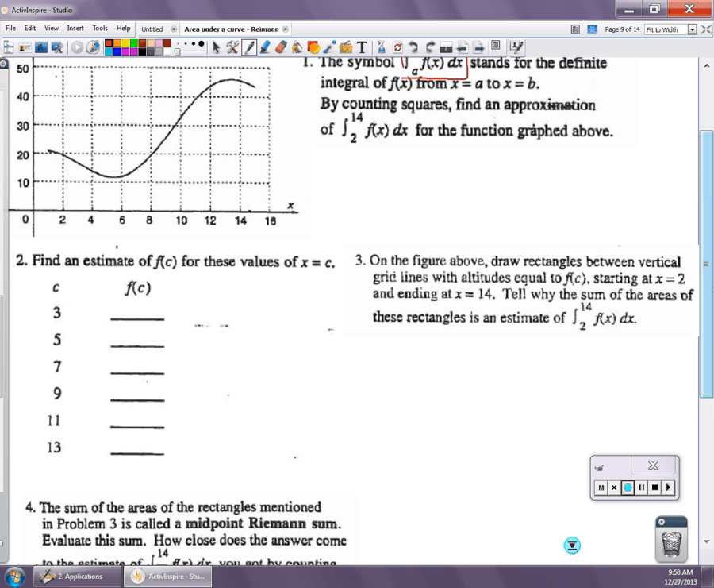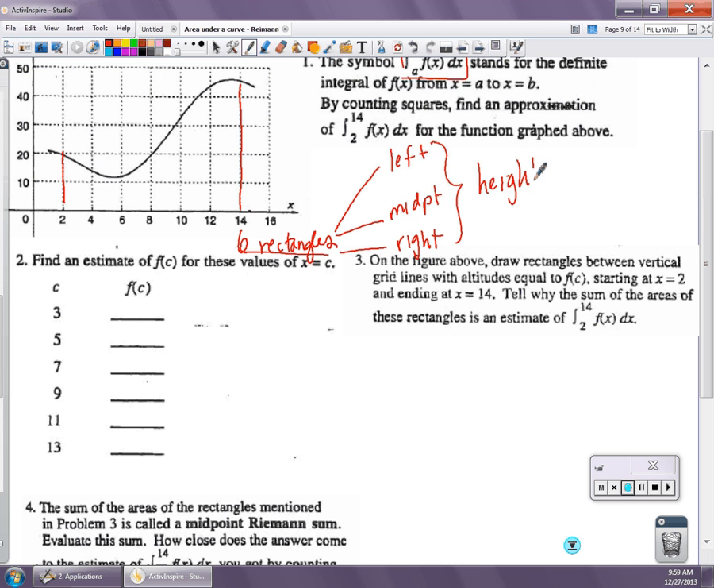It says find an estimate for the integral of f. We're going to go from 2 to 14. We're going to put in 6 rectangles. Now, the heights of the rectangles are what are determined by a left, right, or mid. So we can do a left endpoint approximation, a midpoint approximation, or a right endpoint approximation. And what kind of approximation we're doing is what determines the heights of the rectangles.